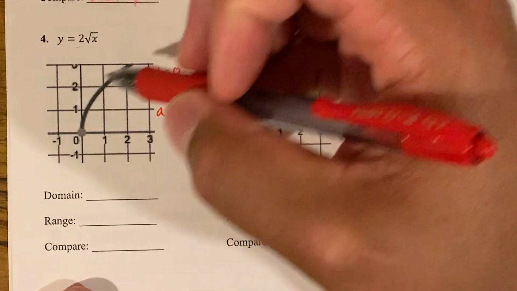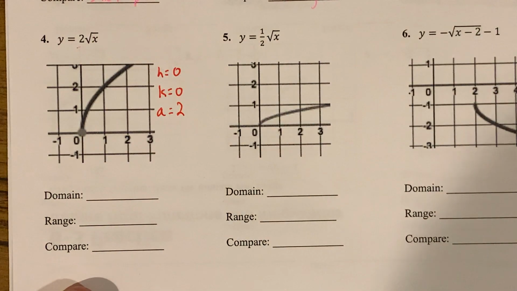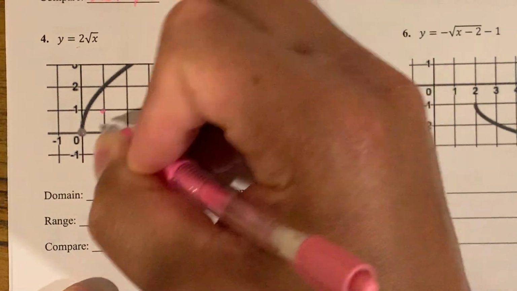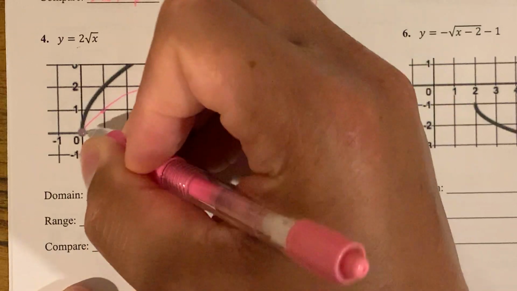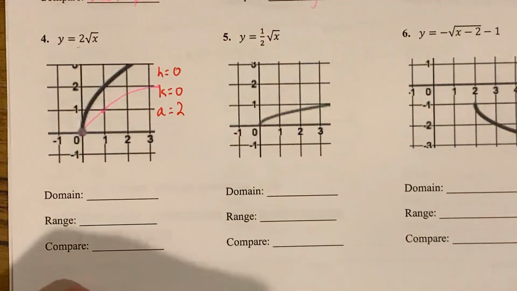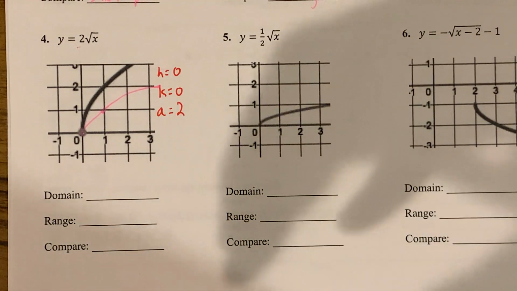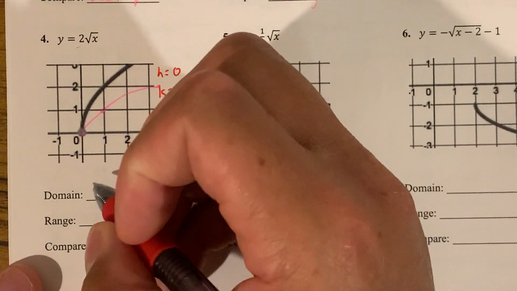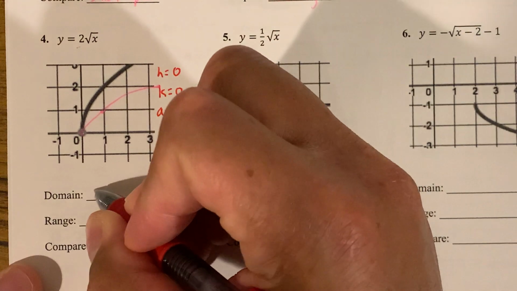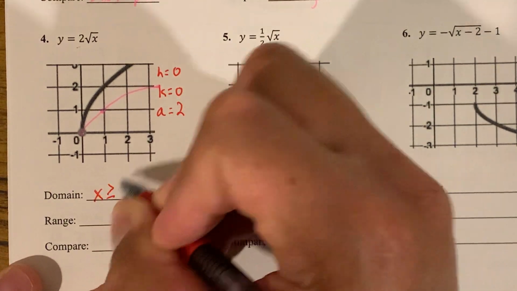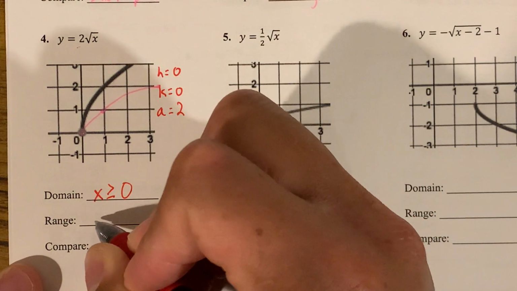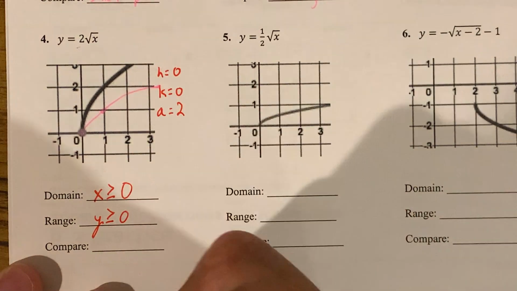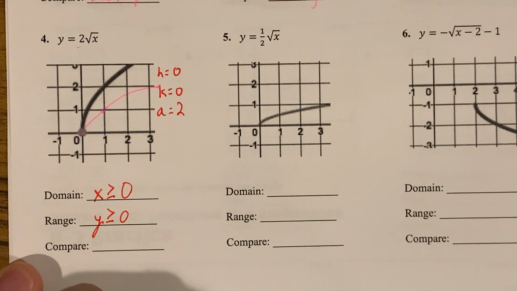When A is 2, what happens to my graph is instead of it looking like the original, well, now it goes up a lot faster, okay? It's like the graph has been stretched, and so we actually are going to call that a vertical stretch. So my domain, nothing changes. X is greater than or equal to H, which is 0. Range, Y is greater than or equal to 0. Y is greater than or equal to K.